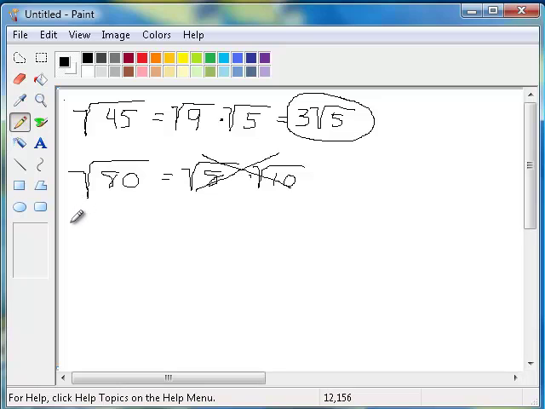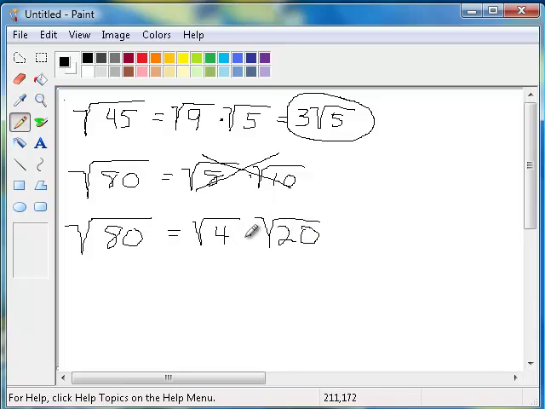Let's try something else. If we look at the square root of 80, we know that there is a square root of 4 in there. So square root of 4 times the square root of 20 will give me the square root of 80, right? Because 4 times 20 equals 80. And then we know that the square root of 4 is 2, so our answer will be 2 square root of 20. However, I will tell you that we are not finished with this problem, because we still have a perfect square in the square root of 20.